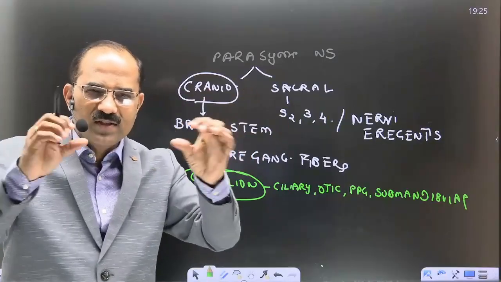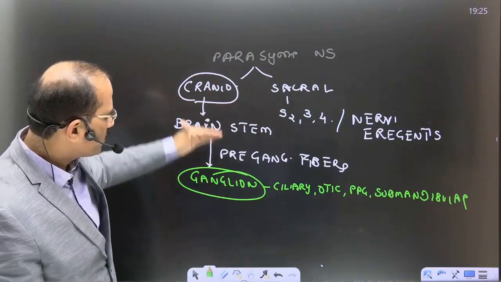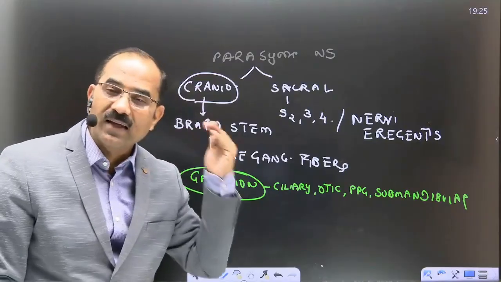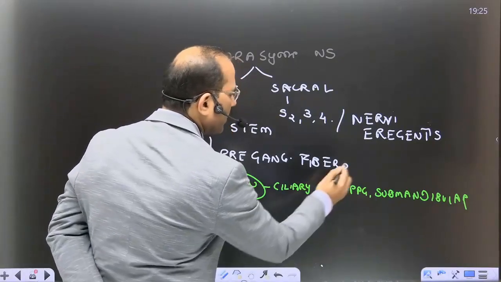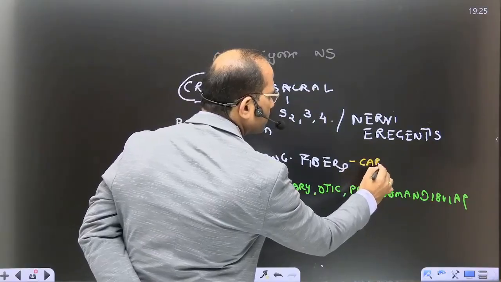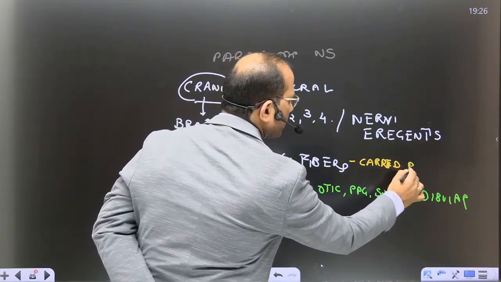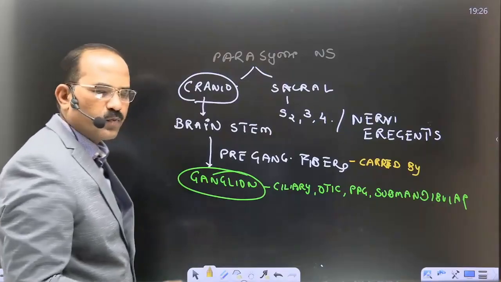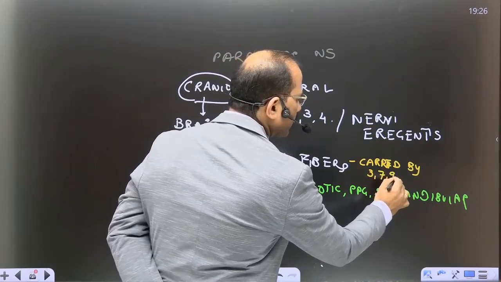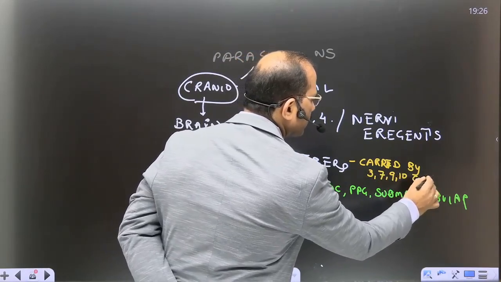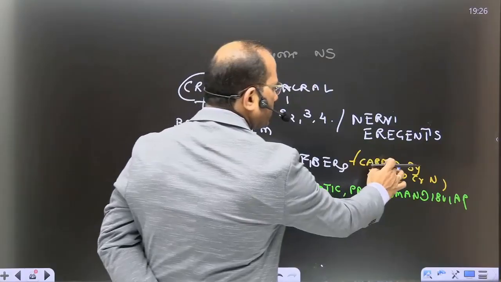There will be nuclei of the cranial nerves. So these preganglionic fibers would be coming to the ganglion, and who's going to carry these preganglionic fibers? They would be carried by the cranial nerves. Which cranial nerves? Carried by 3, 7, 9 and 10 cranial nerves. Okay. So one moment, I'll just clear this.